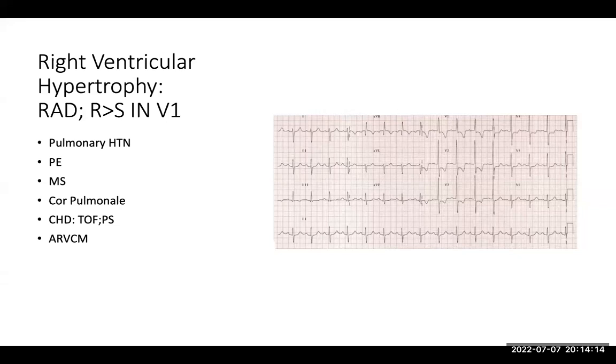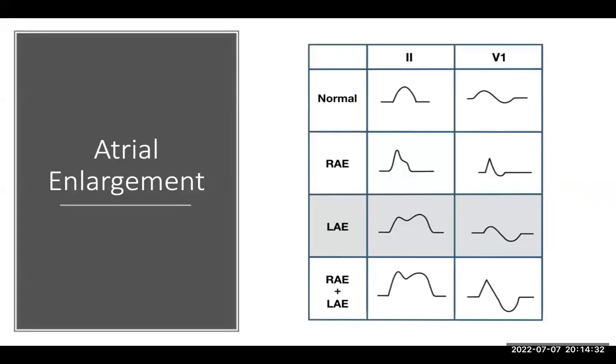I'll throw my eyes immediately at V1. In V1, I'm seeing a big R. Okay, what is the axis? It is right. I have a right axis deviation. I have a tall R wave in V1. I have an S in V5. I have confirmed this patient has right ventricular hypertrophy. Then I ask myself, what are the differential diagnoses or the cause of right ventricular hypertrophy?